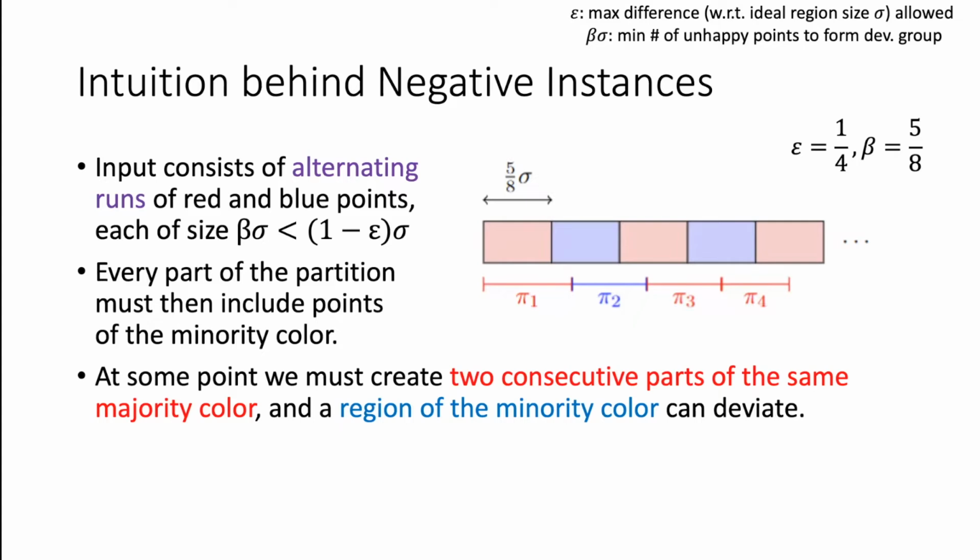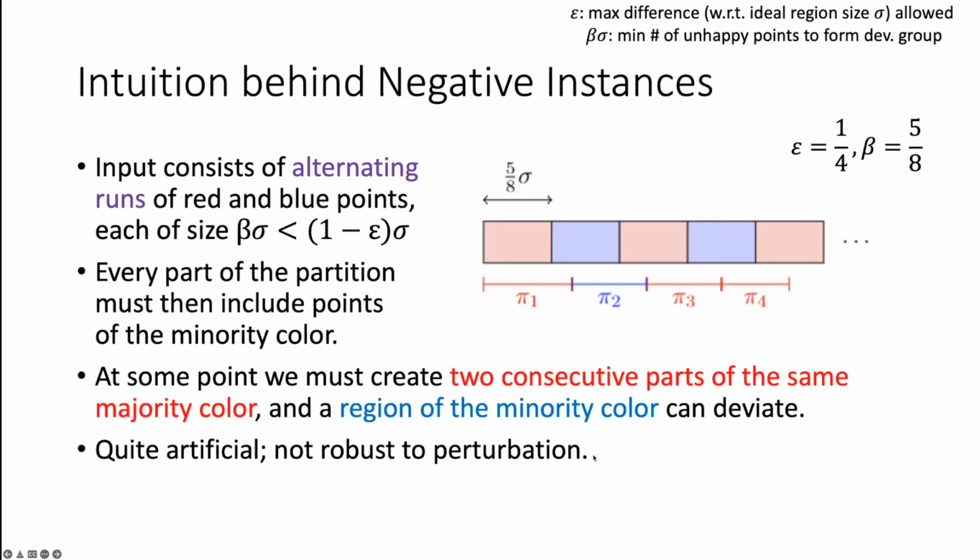So any partition must look like what is drawn in this figure. So it must include some points of the minority color, right? And since these partitions have to be contiguous, at some point we must create two consecutive parts with the same majority color. But that includes this big region of the minority color, and now this region of the minority color can actually deviate. Right? So that is the intuition behind our negative instances. But these kinds of instances are very sensitive to being on a line, and they're not robust to perturbation.